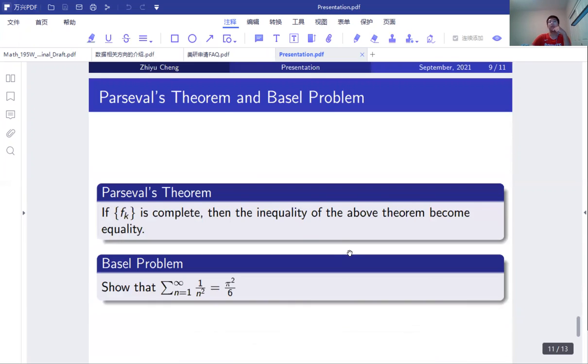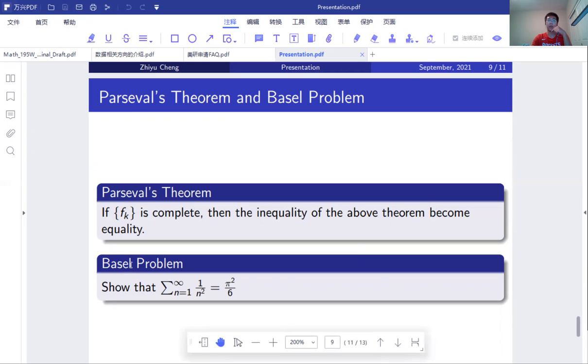Next we'll talk about Parseval's theorem and the Bessel problem. Parseval's theorem is a special case of Bessel's inequality. It states that if f_k is complete, and we should know what complete means, it means the Cauchy sequence converges, then the inequality of the above theorem becomes an equality. Notice that if there is a complete sequence f_k in the inner product space, then this space is literally a Hilbert space.